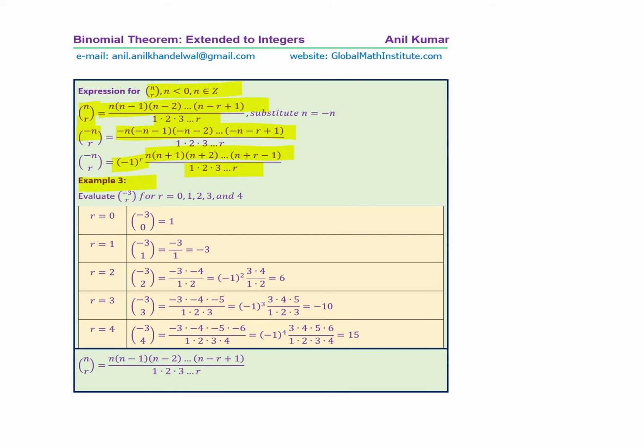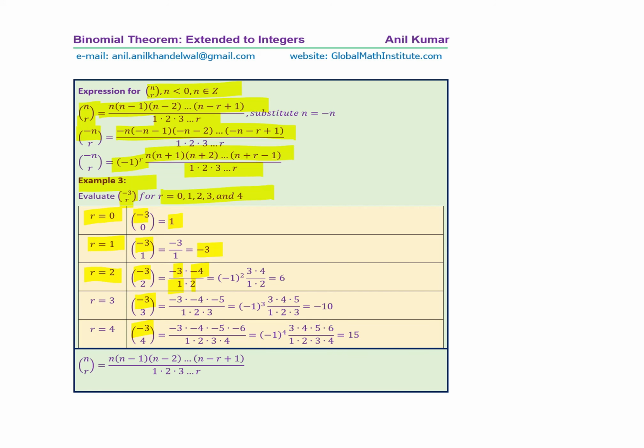Example 3 for you is: evaluate (-3 choose r) for different values of r. So similar to the previous two examples, again, we'll change the values of r, keeping n constant as minus 3. And see, when we slide the values of r through different numbers from 0 to 4, what really happens to the value of the coefficients? So when r is 0, we know the result is 1. When r is 1, the result is minus 3. Now, let's take the case when r is 2. That means minus 3 times minus 4 divided by 1 times 2.